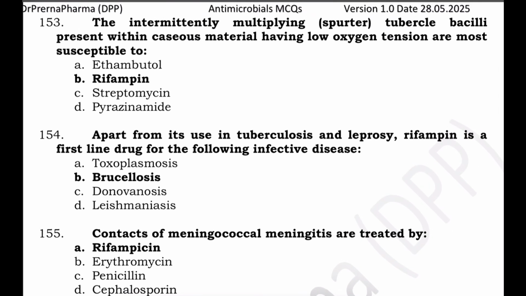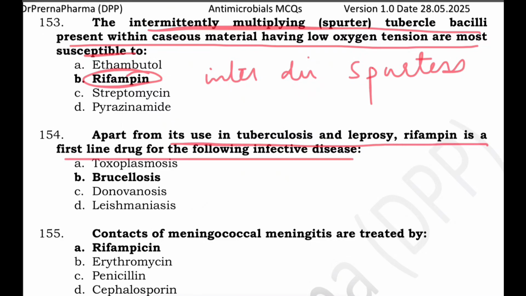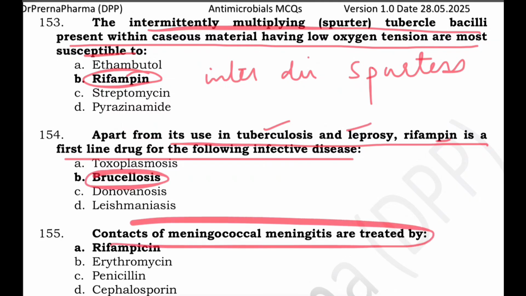The intermittently multiplying spurter tubercle bacilli present within caseous material having low oxygen tension are more susceptible to rifampicin. It acts best on slowly intermittently dividing bacilli, which are called spurters. Apart from its use in tuberculosis and leprosy, rifampicin is a first-line drug for the following infective disease. Now, apart from TB and leprosy, rifampicin is also used in brucellosis. Contacts of meningococcal meningitis are treated by rifampicin. So these are some questions on tuberculosis.